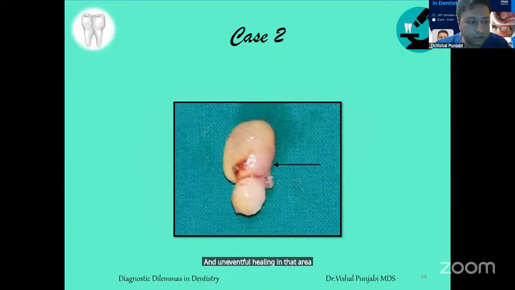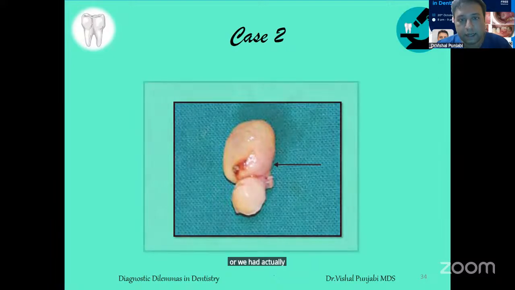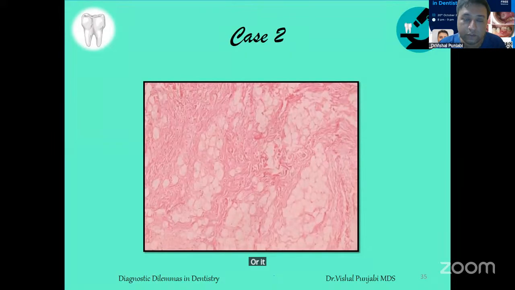But what we did with this particular mass which had come out here, we could observe this on the macroscopic feature, that is the gross features. So we had actually processed it and seen the histopathology. Now, provisionally, before the surgical excision, it was provisionally diagnosed as a fibroma.